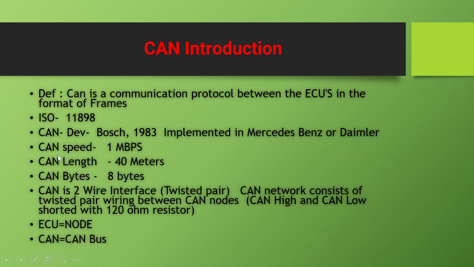Okay, the speed of CAN is 1 Mbps. The CAN length is 40 meters only. It can transmit 8 bytes of data. CAN is a two-wire interface, or twisted pair. The CAN network consists of twisted pair wiring between the CAN nodes, CAN high and CAN low, with 120 ohm resistors. An ECU is nothing but a node. CAN is nothing but the CAN bus.